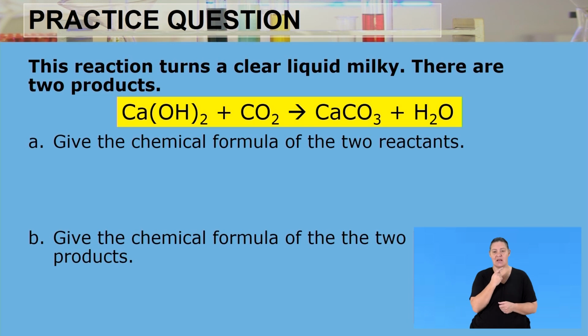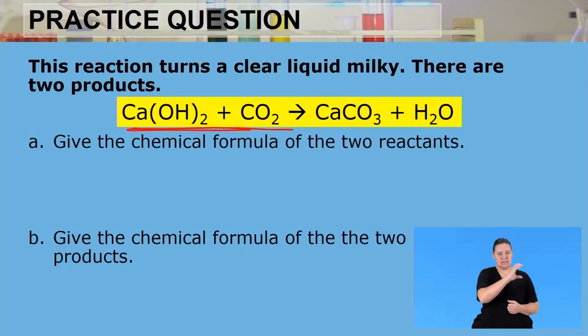Moving on. Now, in this question, we are given a chemical equation in terms of chemical symbols. It says that this reaction turns a clear liquid milky, and there are two products in this particular reaction. Looking at this reaction, we also have two reactants. So we have two reactants and two products. Question 1 says, give the chemical formula of the two reactants. Our reactants, remember, are written before the arrow, on the left-hand side of the equation. So these are going to be our two reactants, and these are going to be our two products.